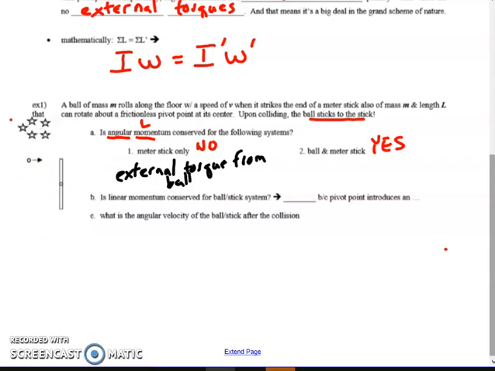Okay? Perhaps the easier way to understand why it's conserved is, is there an external torque to the system? Well, the only torque that's going to come in is the ball hitting right here, as we talked about before, but since we're including the ball as our system, there's no external torque. That's an internal torque. So I'm going to look at it like that. No external torque.